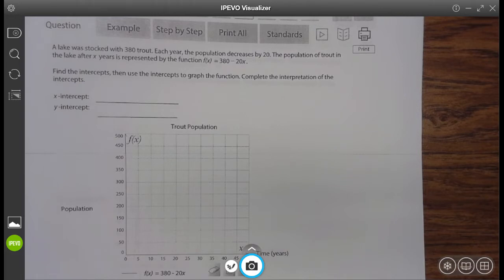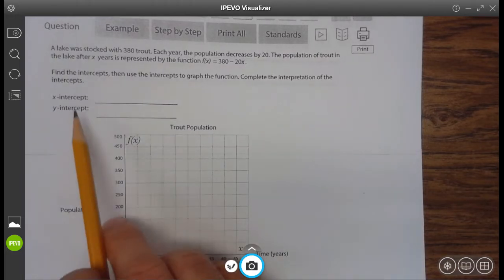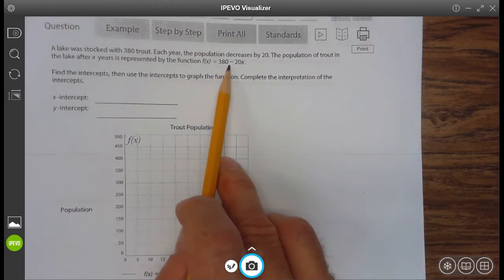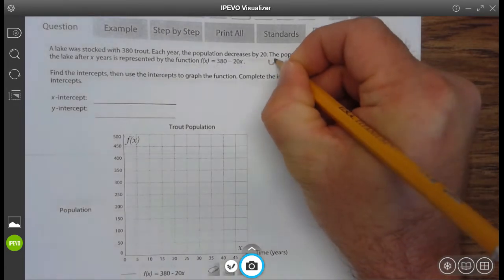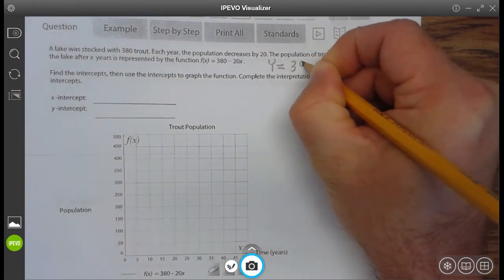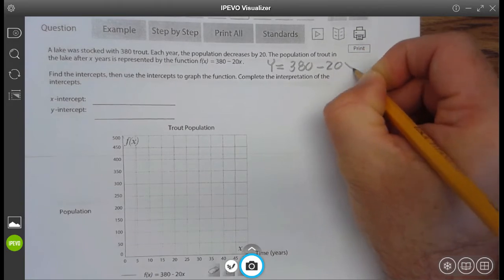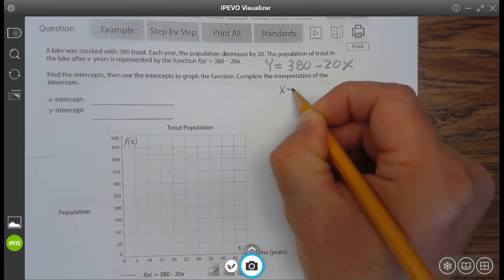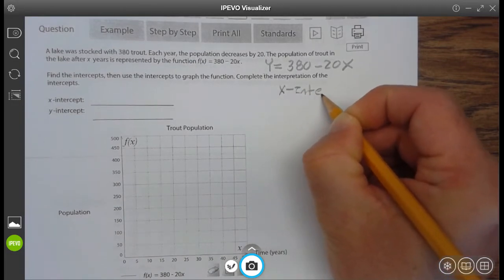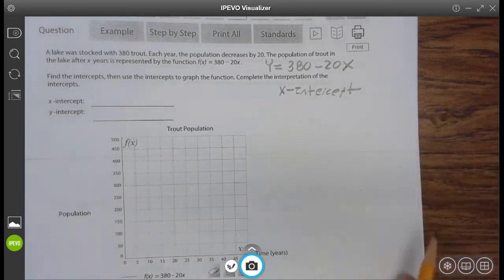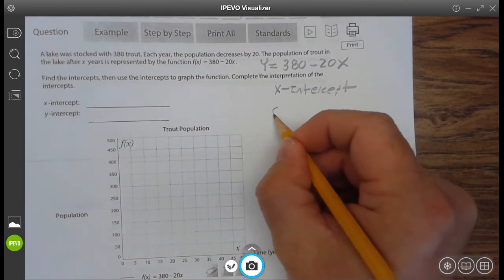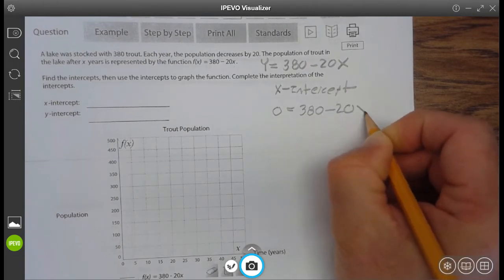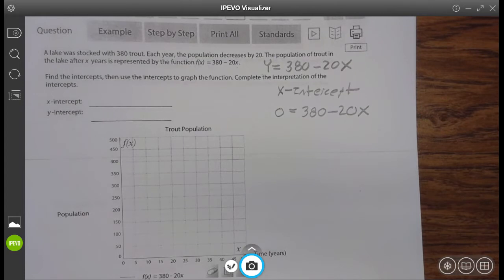Okay, so to find the x-intercept, we plug y equals 0. Now, when we say f of x equals 380 minus 20x, we can rewrite f of x as y. So we can write this as y equals 380 minus 20x. So to find the x-intercept, we're going to plug in 0 for y, so that's 0 equals 380 minus 20x. And we're going to solve for x.